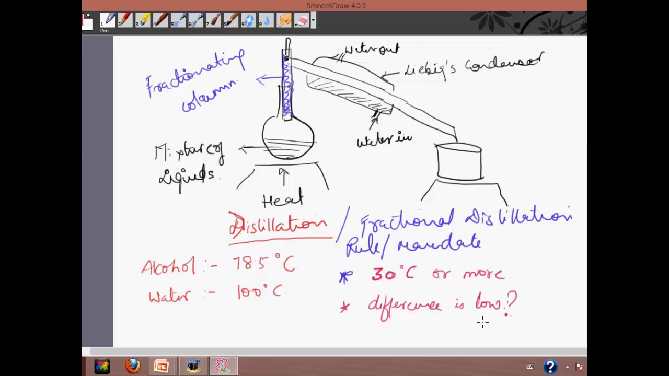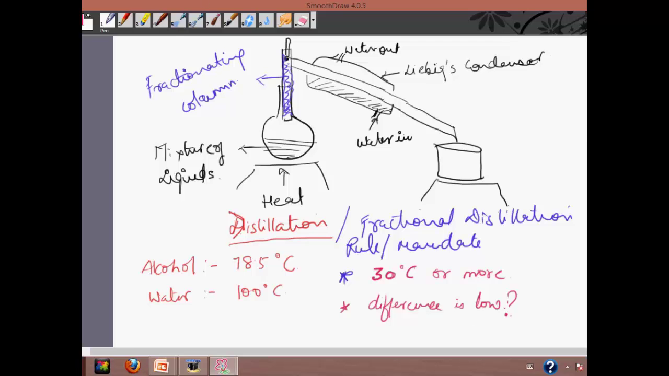A very common example is crude petroleum, which is separated by fractional distillation to get various fractions, some of which are natural gases, naphtha, kerosene oil, diesel oil, lubricating oil, and we can also get pure alcohol by the method of fractional distillation.